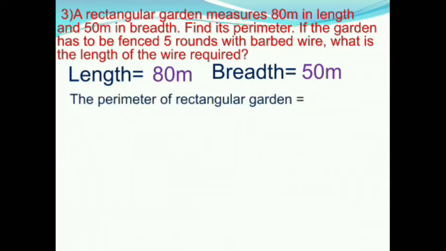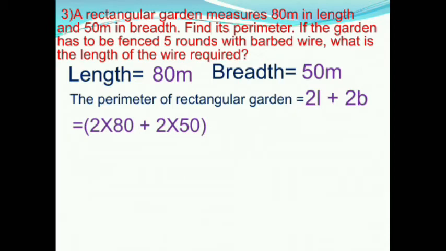The perimeter of rectangular garden is 2L plus 2B. L means length, B means breadth. Length is 80 meter, breadth is 50 meter. Now we should multiply length and breadth by 2 and add it. 2 into 80 plus 2 into 50.